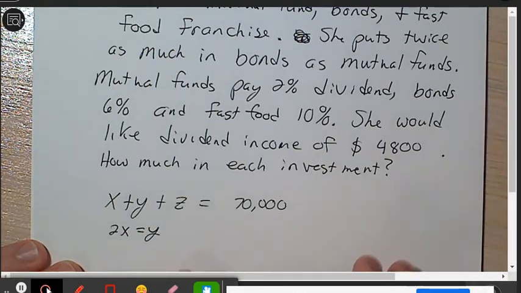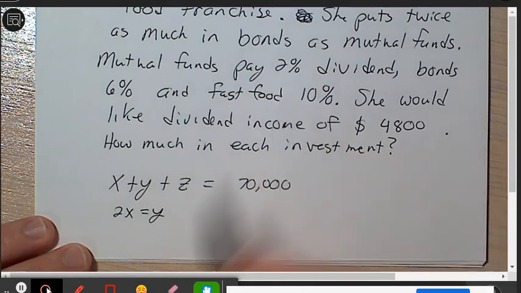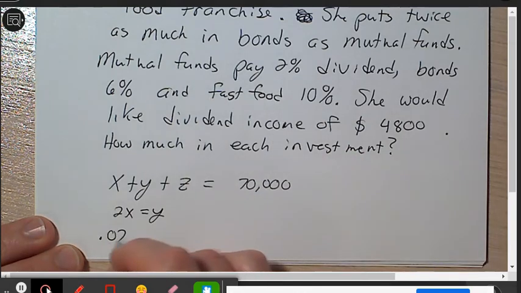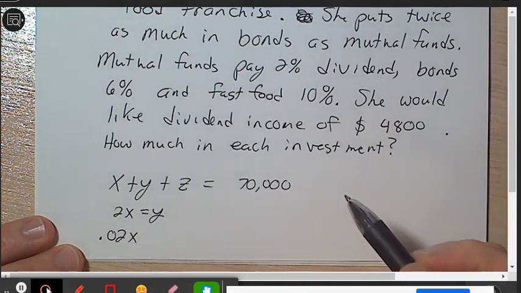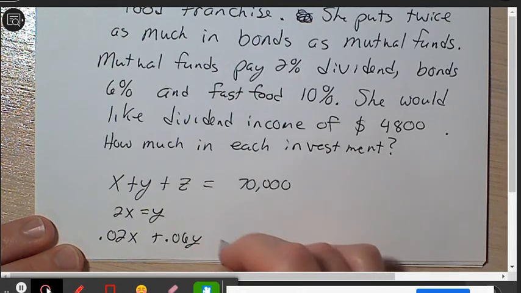And now for your percentages, this is the part that would be a little different. The 2% is 0.02X for the mutual funds, the bonds is 0.06Y, and the fast food, basically 0.10, or you can really just do 0.1. We'll go ahead and use 0.10 here. All that together is going to give her $4,800.